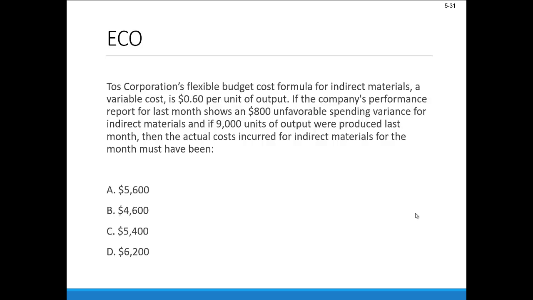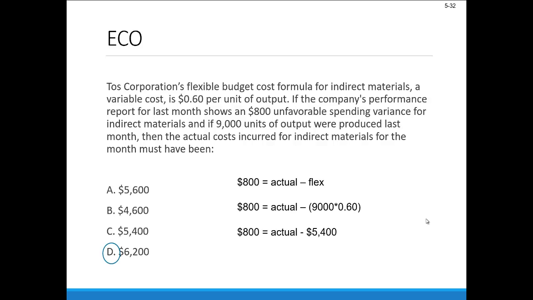So let's pause there and do a quick check. Let's say TOS Corporation's flex budget cost formula for indirect materials, a variable cost, is 60 cents per unit of output. If the company's performance report for last month shows an $800 unfavorable spending variance for indirect materials, and if 9,000 units of output were produced last month, then the actual costs incurred for indirect materials for the month must have been what? So working a little bit backwards here based on what we know about these variances. Pause the video here, work through this, and then come back for the solution.